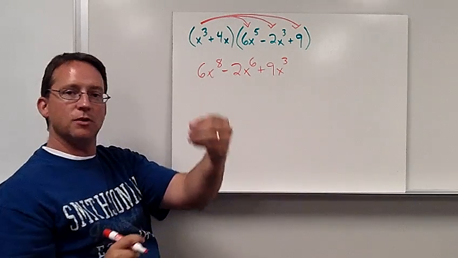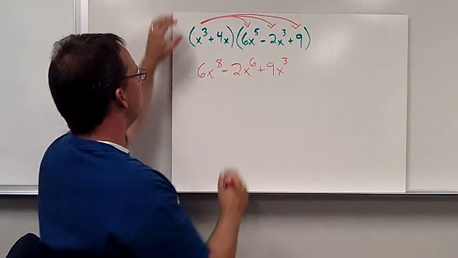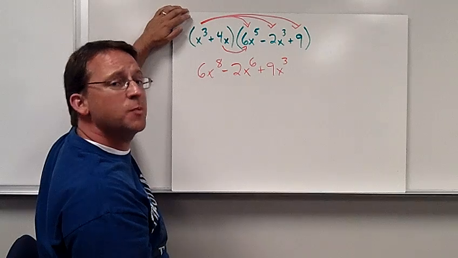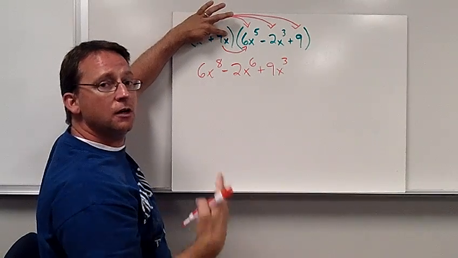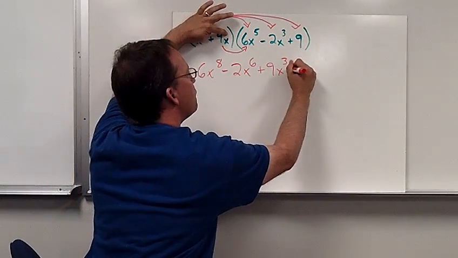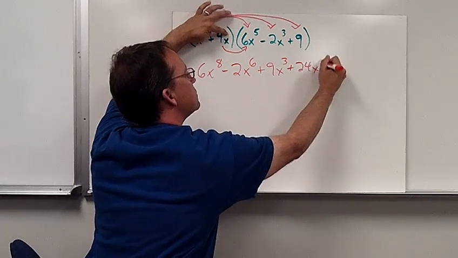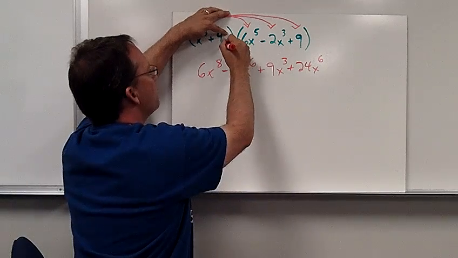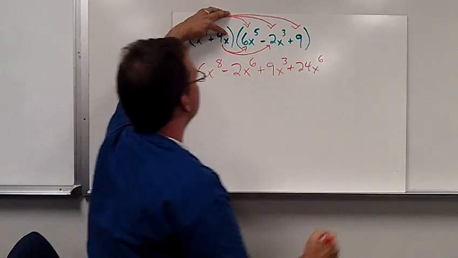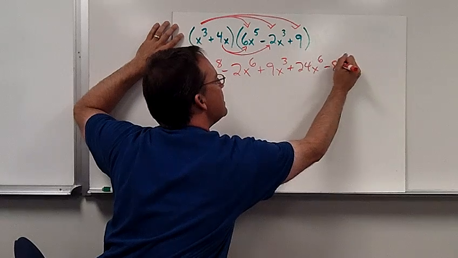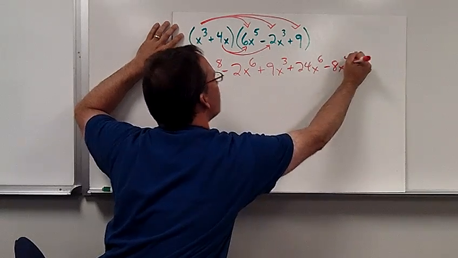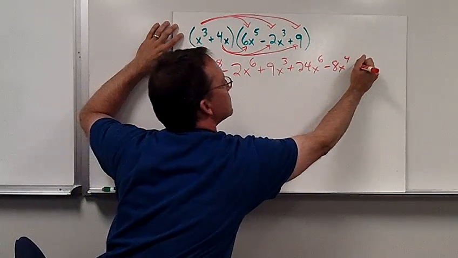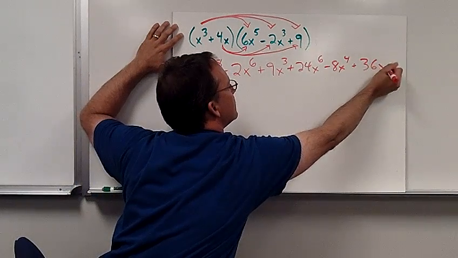Okay? So we have our first three terms of our product. Do the same thing multiplying the 4x through. 4x times 6x to the 5th. Again, you're adding exponents. Remember, this is x to the 1st. So when we multiply, we've got 24x to the 6th power. 1 plus 5 for your exponent. 4x times a negative 2x to the 3rd, negative 8x to the 4th. And then 4x times a positive 9 at the end gives us a plus 36x.